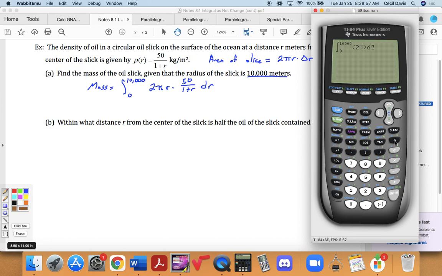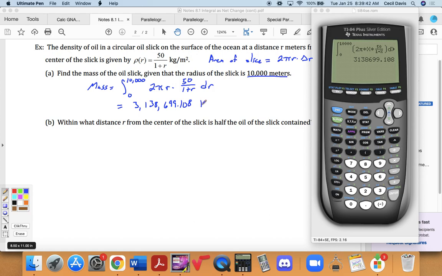So 2 times pi times x times 50 over 1 plus x dx. Hard problem. 3,138,699.108 kilograms.